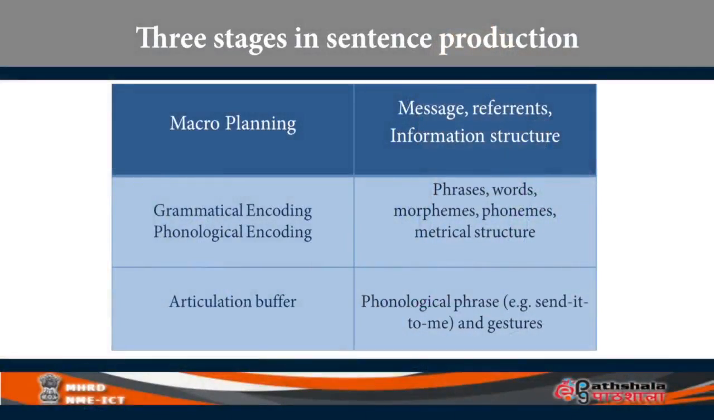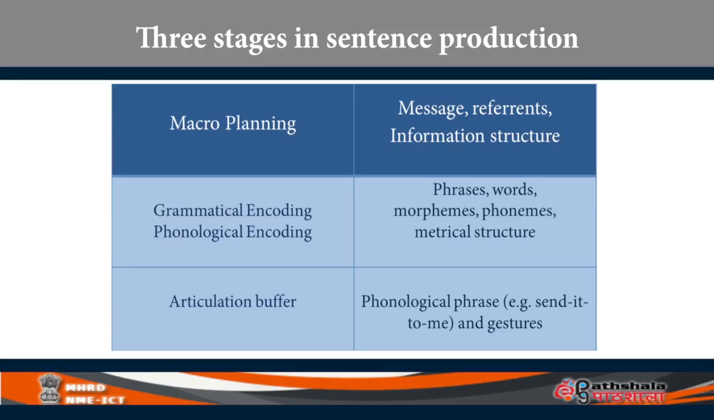So the speech production models we have discussed together are basically trying to say there are three main processes happening. At the highest level is macro planning, where we plan the message, the reference, what we are talking about, the information structure. These are all high level processes. At the next level, you have grammatical encoding and phonological encoding, which deal with the units at this second level: phrases, words, morphemes, phonemes, metrical structure, like that.